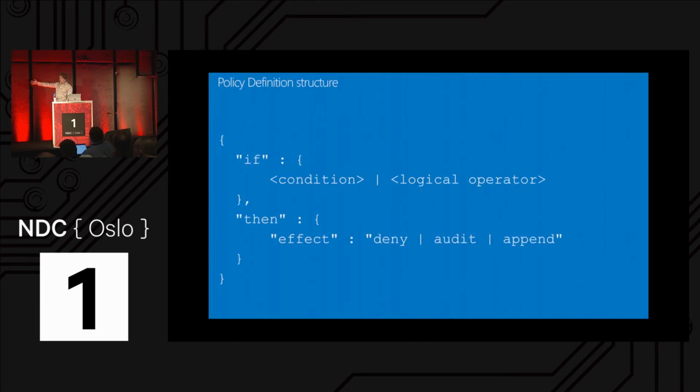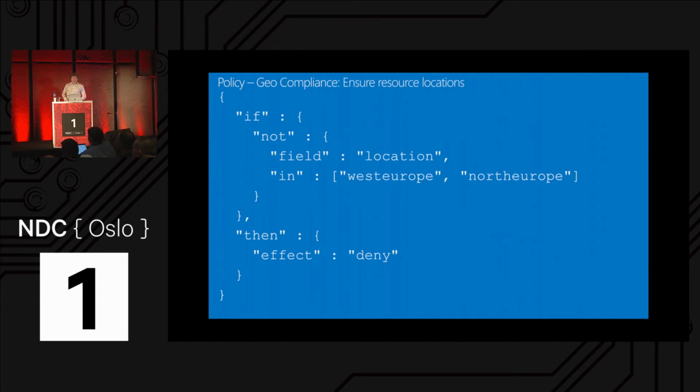So the structure of them is this. It's a little bit of JSON again. It's if something, then either deny, audit, or append. So a couple of examples of that. If the location field of my resource is not West Europe or Northern Europe, then deny the deployment. So you're only allowed to deploy in Europe, or in these two regions specifically.